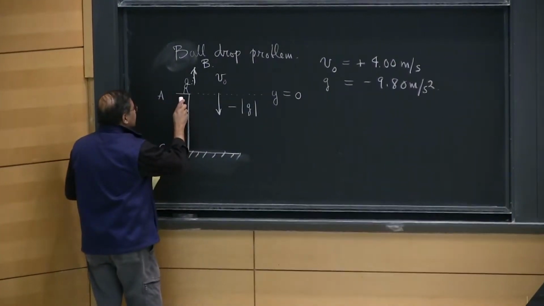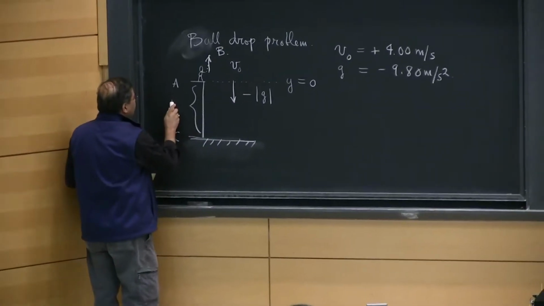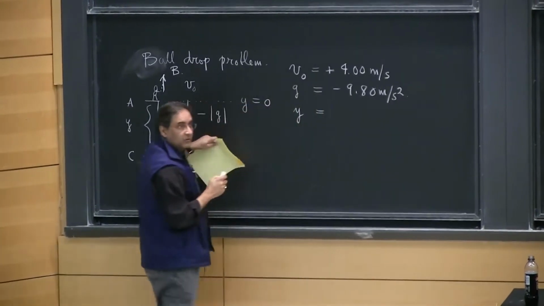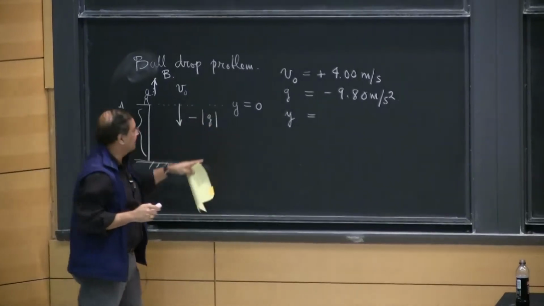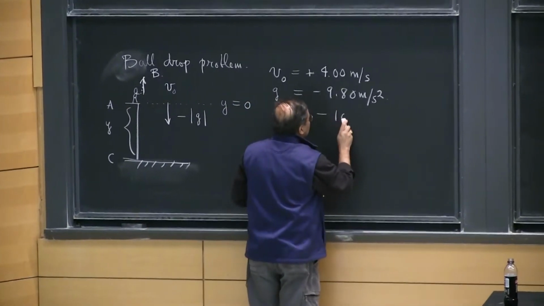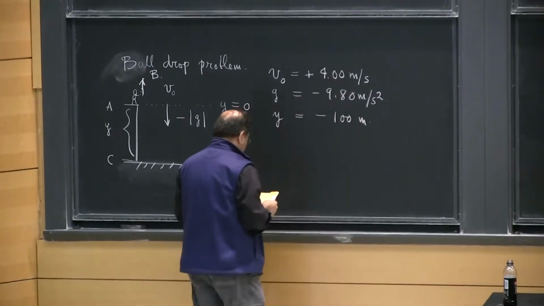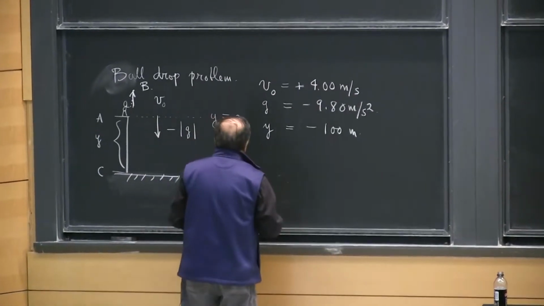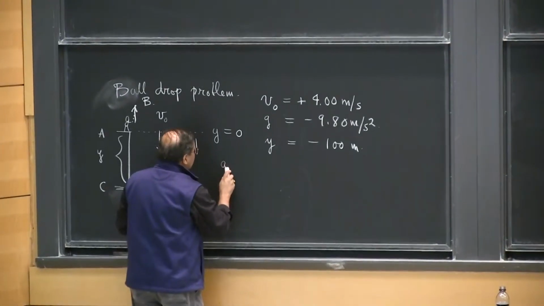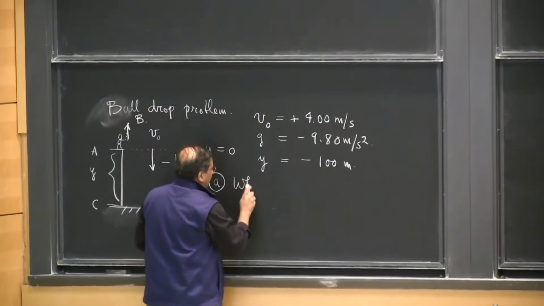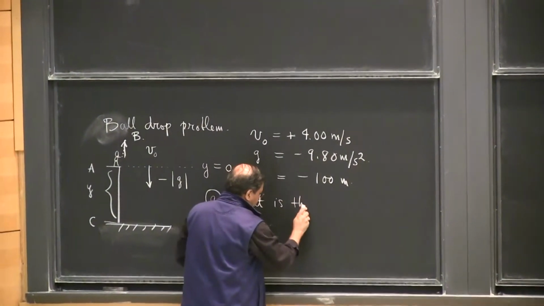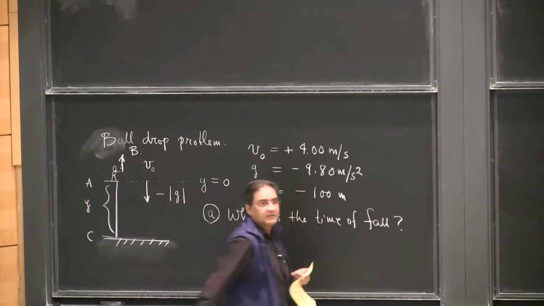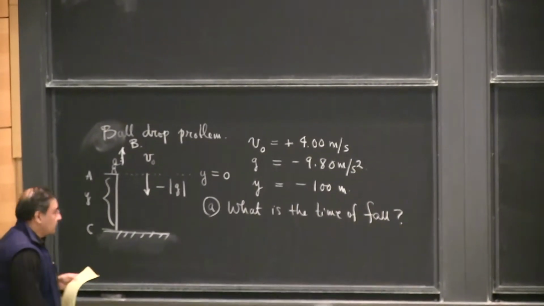And let us say I also tell you that this distance here, which I call y, is low. And let's say this y is 100 meters. And because I've chosen y equal to 0 at my level at A, I'll call this minus 100 meters. So there are two questions I ask. First question, what is the time of fall? That's the first question. What is the time of fall? Second question is, what is the velocity at C?